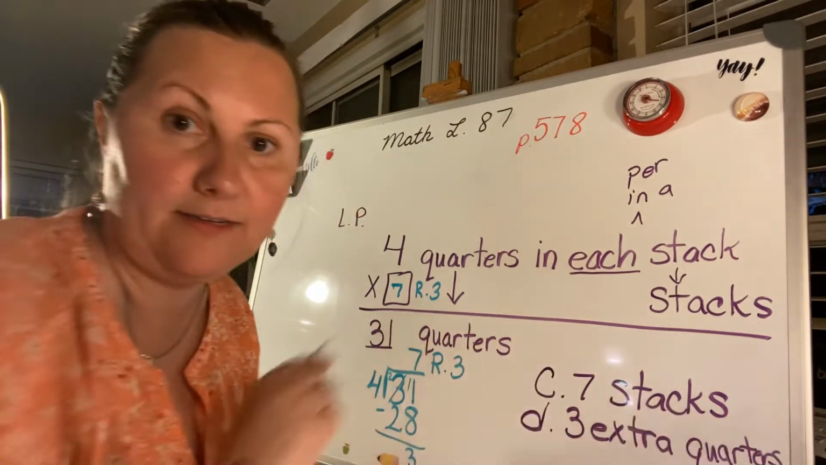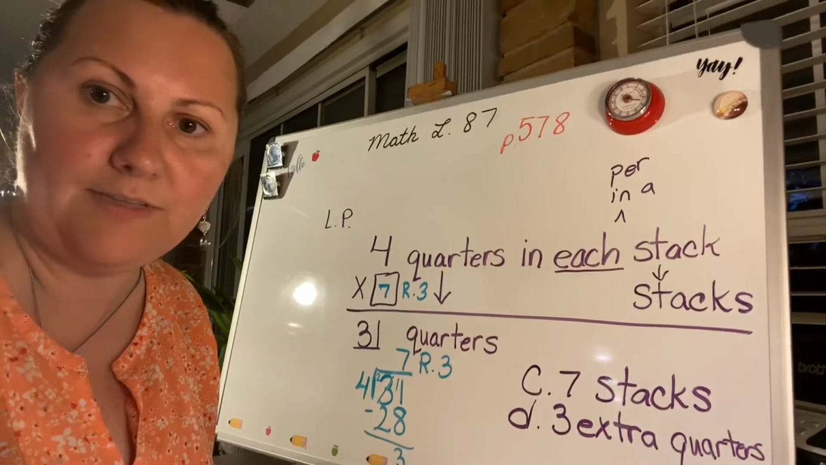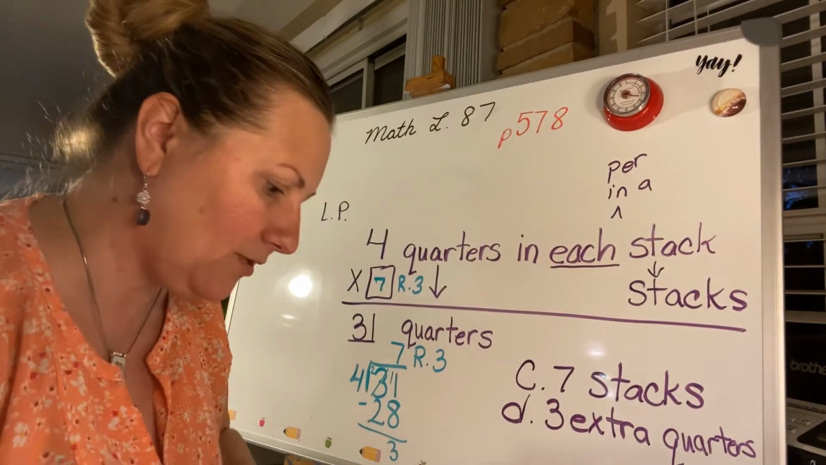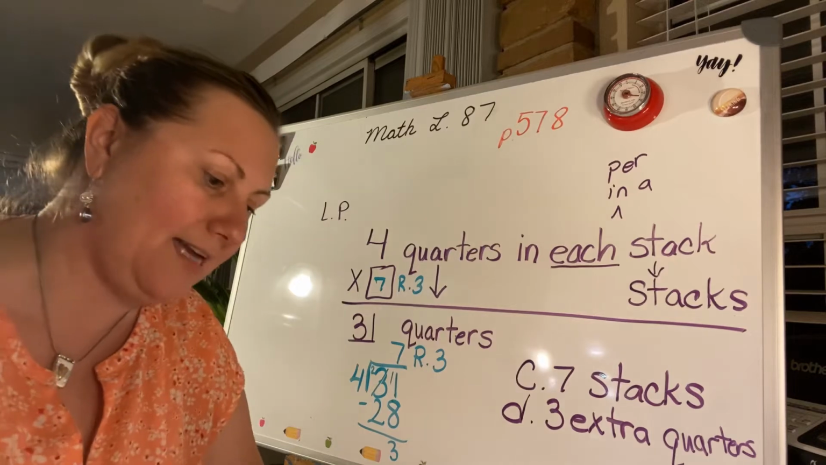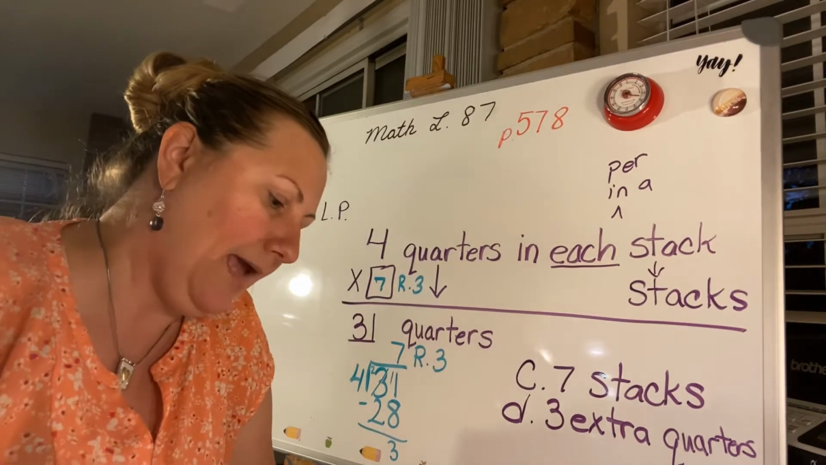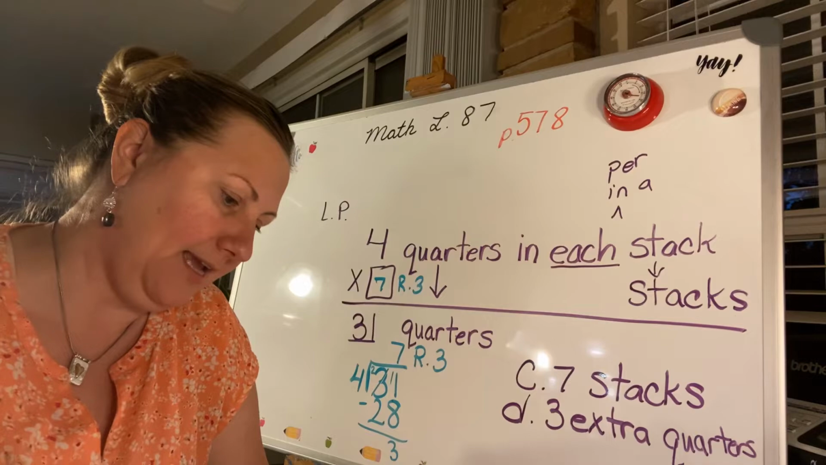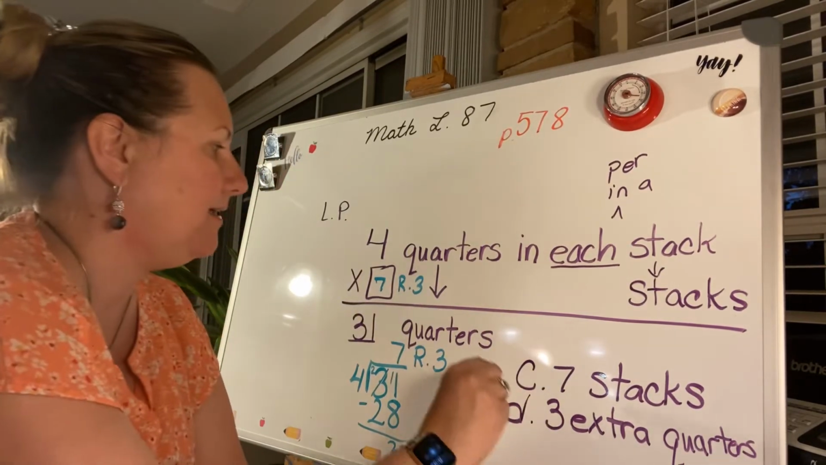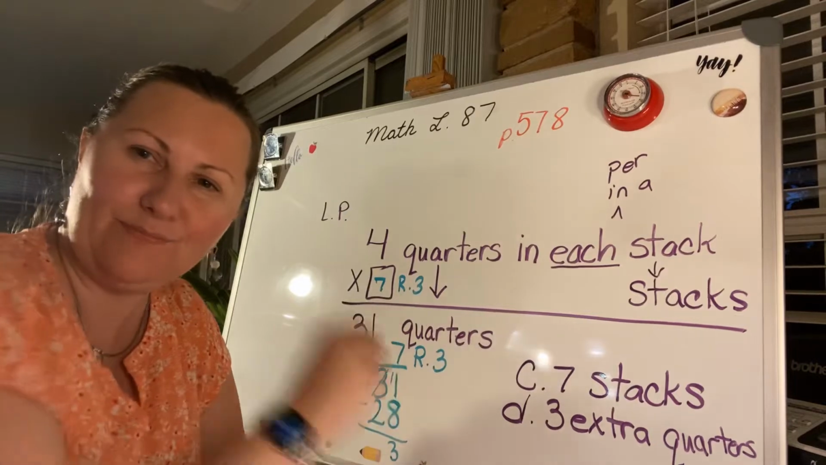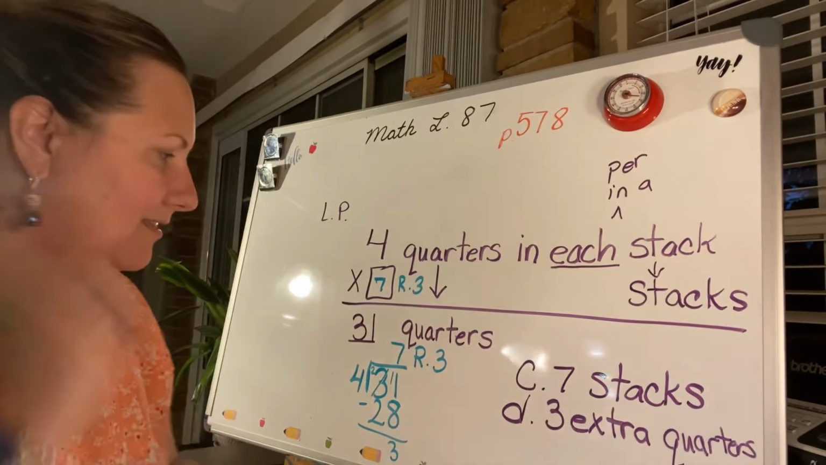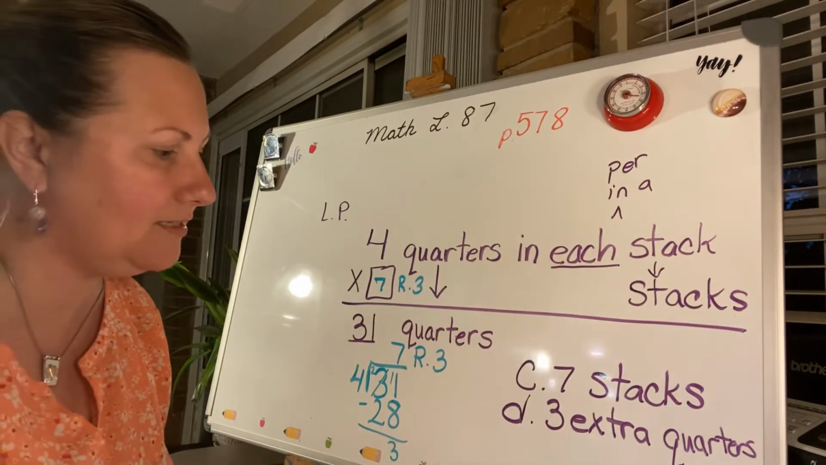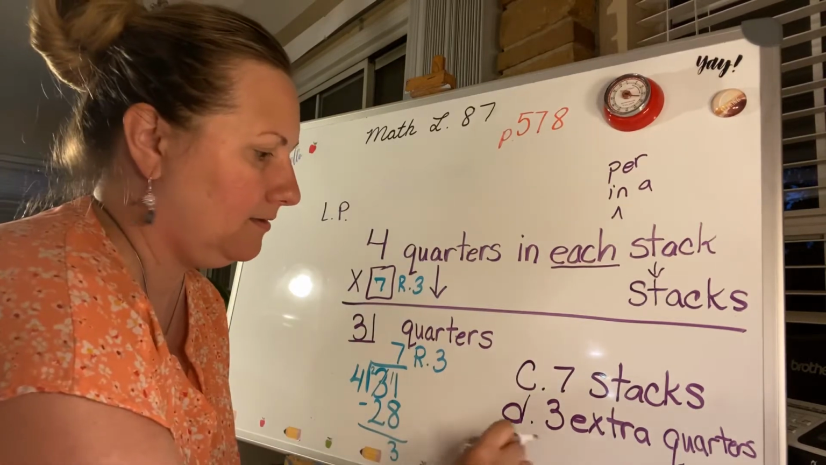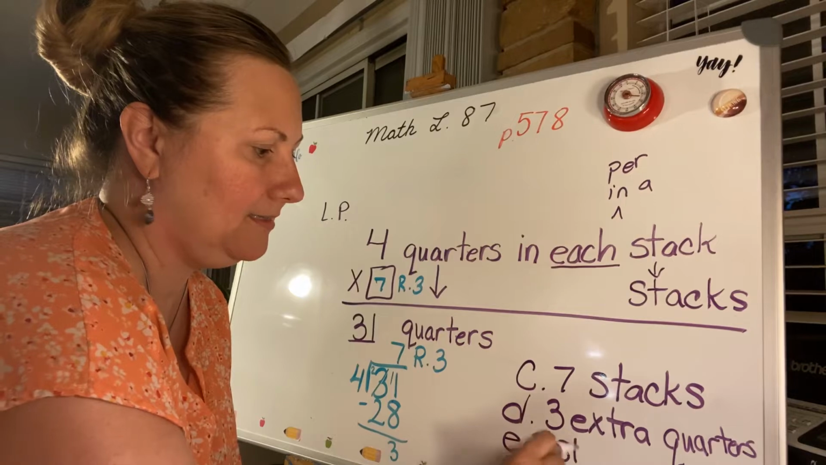I hope you can still see that. Let me move this just a little. 3 extra quarters. And then the last question says, if Tunde made a short stack with the extra quarters, how many stacks would he have in all? Well, if he took that last 3 and made 1 more stack, but just a short stack with less than the whole amount of 4 quarters, then he would have 1 more stack, which is 8 stacks.